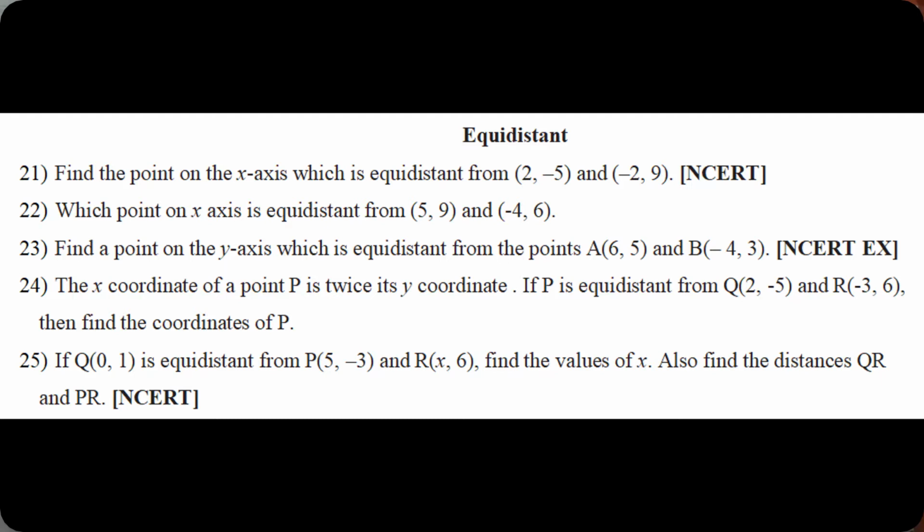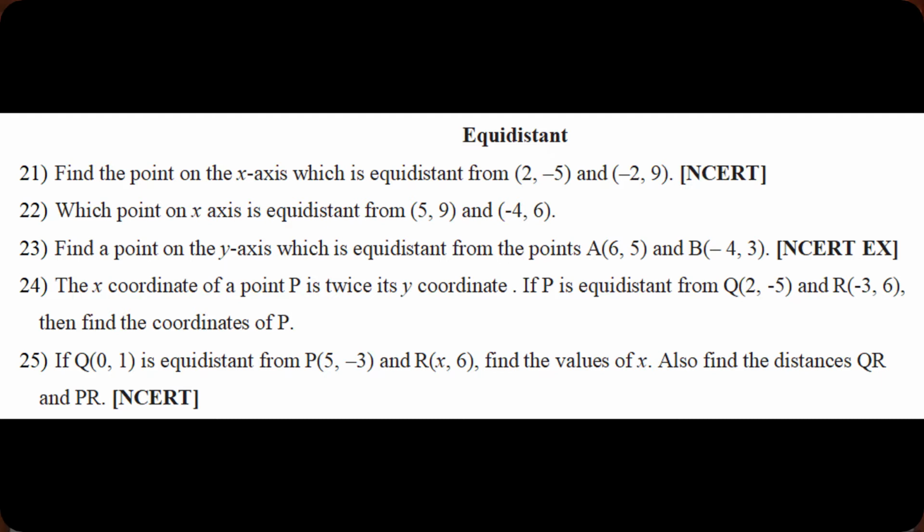It is already solved. Find a point on the y-axis which is equidistant from the points A of 6 comma 5 and B of minus 4 comma 3. Here it lies on the y-axis, means you have to consider the point P as 0 comma y, remember, and the remaining procedure is actually the same. PQ is equal to PR, then apply the distance formula. On simplification you will get the value of y. Remember, if it lies on the y-axis you have to take P as 0 comma y. If the point lies on the x-axis you have to consider P as x comma 0.